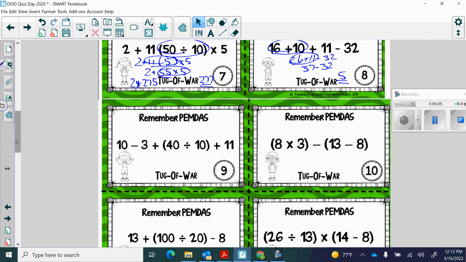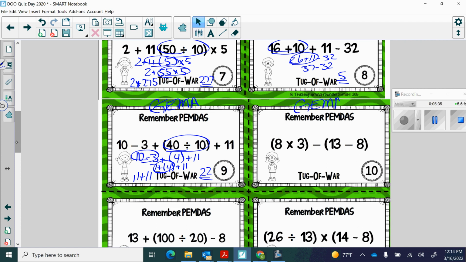Our next set. Still following GEMMA. My grouping is right here in the middle. So I rewrite everything else. 10 minus 3 plus 40 divided by 10 is 4 plus 11. No exponents. No multiplication division. So now we're just going straight across. 7 plus 4 plus 11 gives us 11 plus 11 or 22.